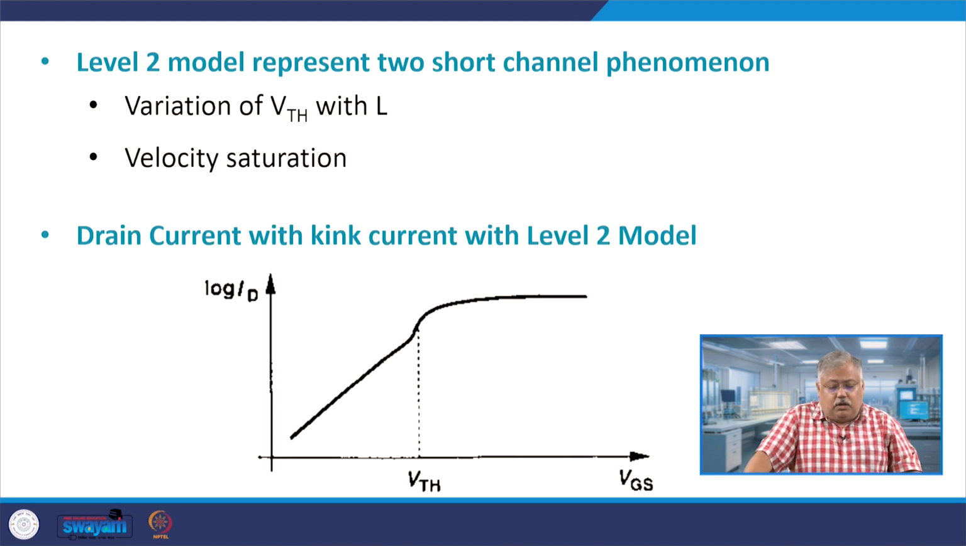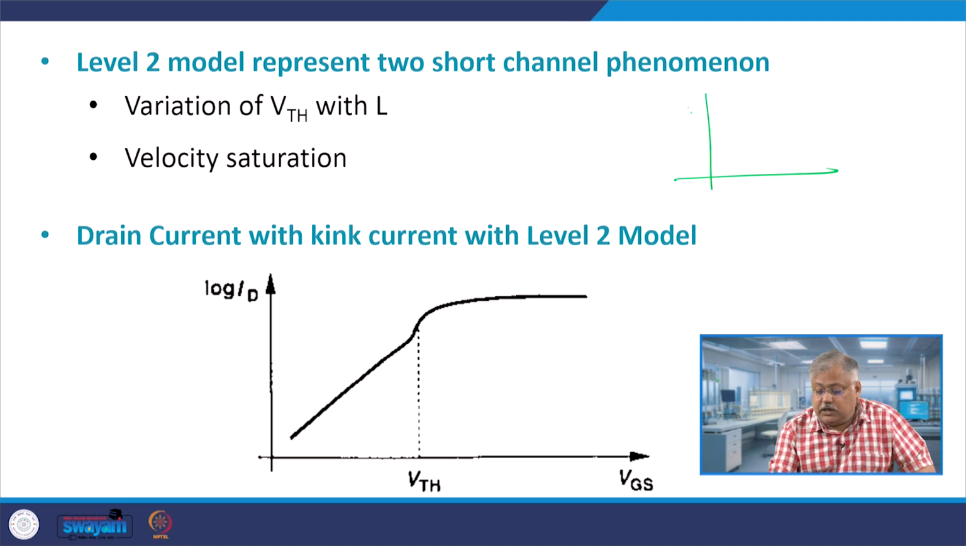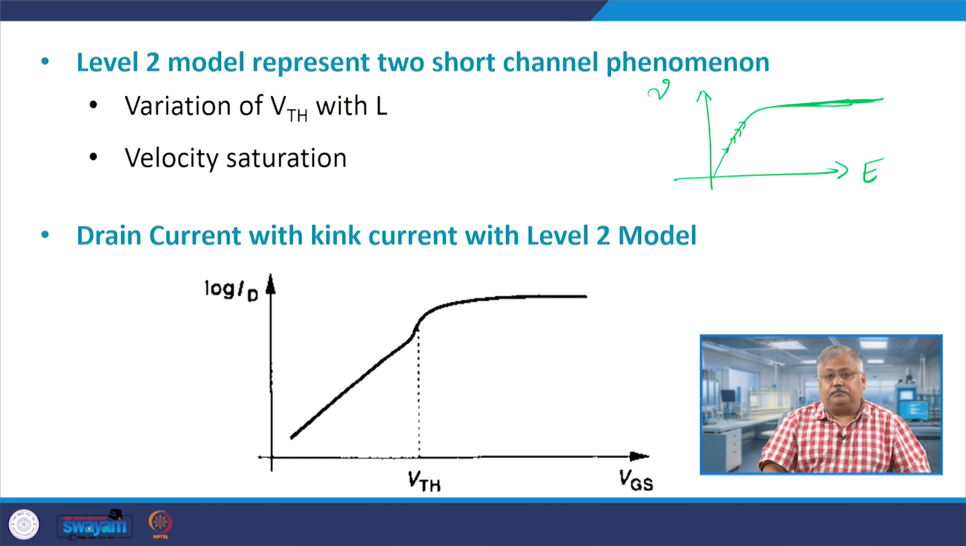Now, level 2 model therefore represents two short channel phenomena, right. One is the threshold voltage with length, which is basically known as roll off, threshold voltage roll off, and another is velocity saturation. What is velocity saturation? Velocity saturation is when your channel lengths are relatively short, if you plot velocity of the charge carriers versus electric field, then you will see the graph comes something like this, which means that first of all velocity increases linearly, and then it starts to saturate at very high values of electric field, right.